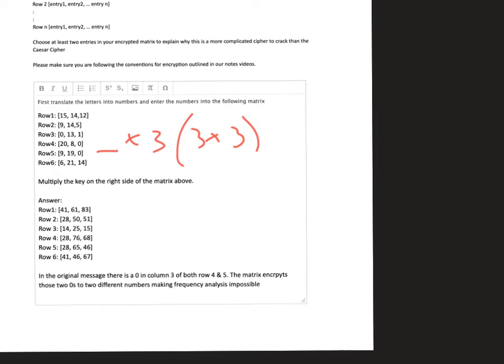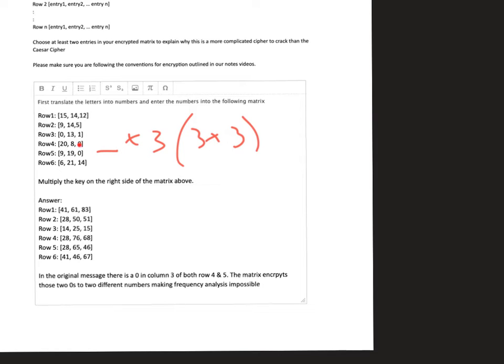It also said, though, up here, to choose at least 2 entries in your encrypted matrix to explain why this is a more complicated cipher to crack than the Caesar cipher. And we went over this question in the notes. One way to do this is to find entries that in the original were the same. So we've got a 0, a 0, a 0. Now when I encrypt that, and it said I have to choose 2, so I'm going to look at the 2 that are right next to each other. 0 and 0, 68 and 46.